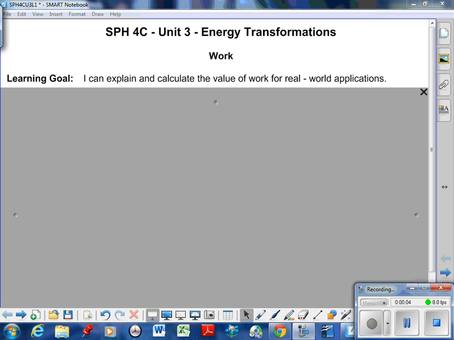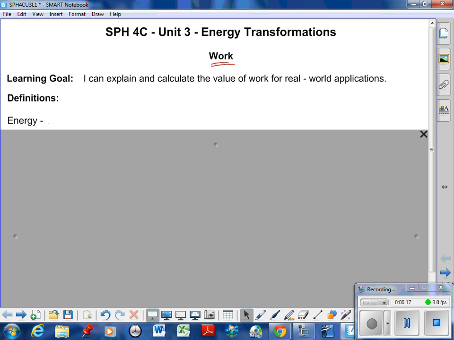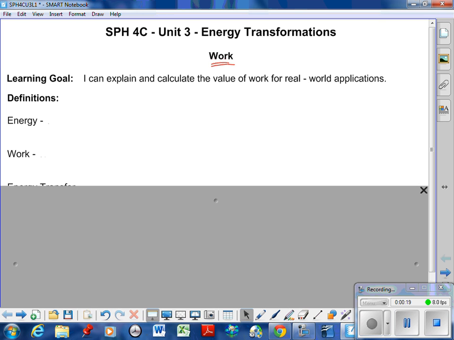Unit 3 is Energy Transformations, and today's topic is work. All right, so what is the goal? Your learning goal today, I want you to be able to explain and calculate the value of work for real-world applications. So when we're talking about work, what are we referring to?